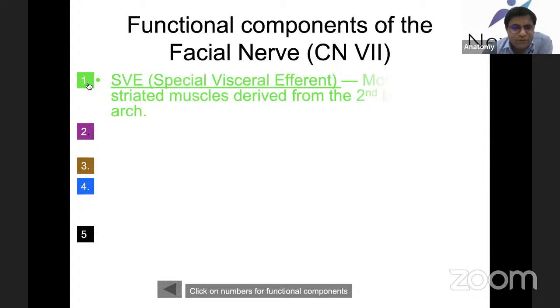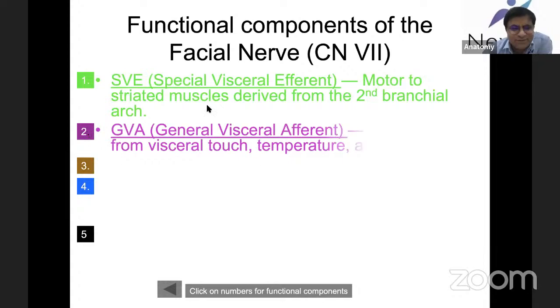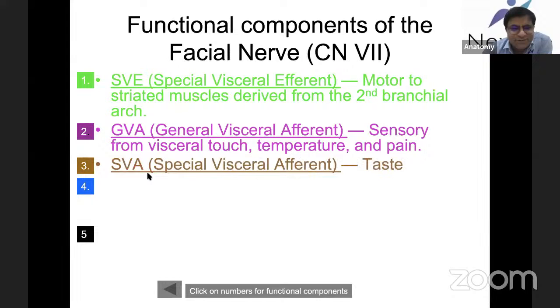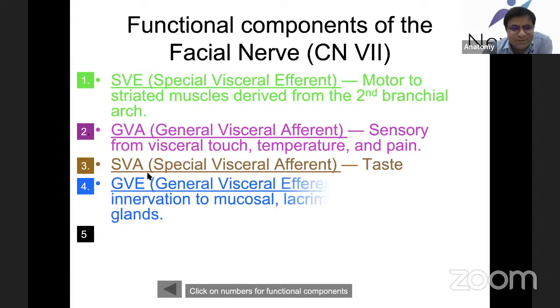Special visceral efferent. Remember, I taught you about this. This is an efferent to the muscles derived from the second branchial arch. General visceral afferent, right? It brings in pain, general sensation, sensations of touch, pain, temperature, right? Then special visceral afferent is that which brings in taste sensation. Then general visceral efferent is an autonomic innervation, right? Parasympathetic outflow to the mucosal, lacrimal, and salivary glands.